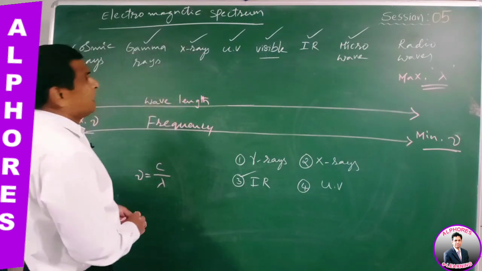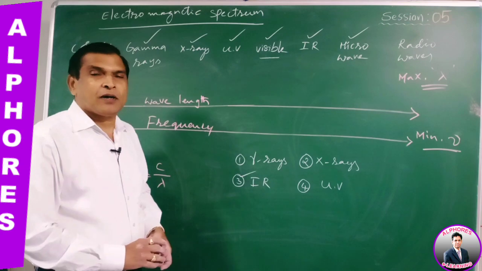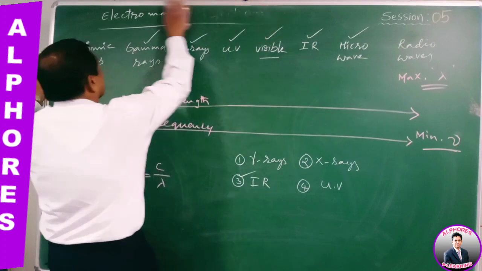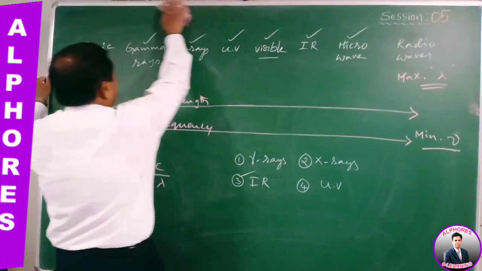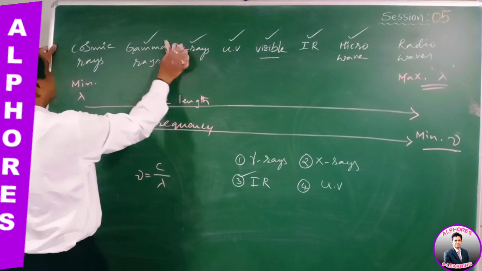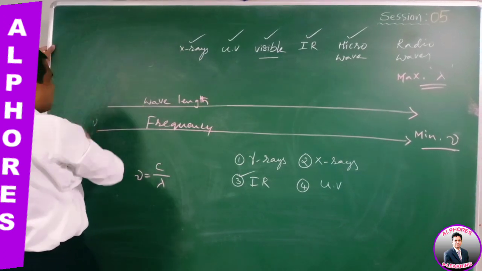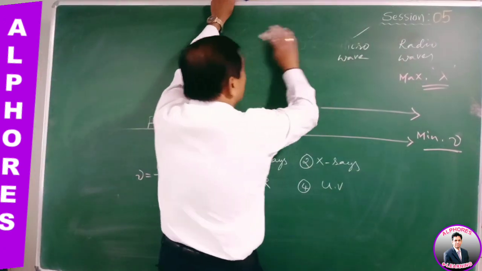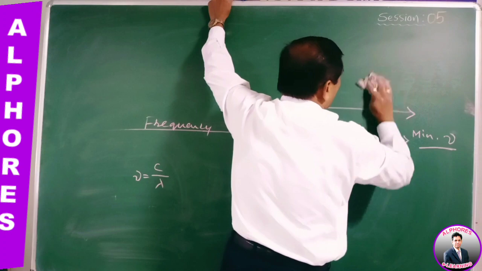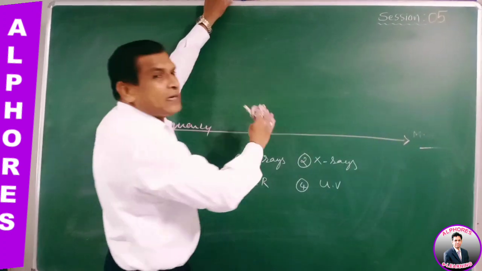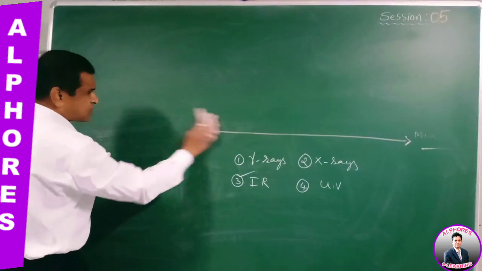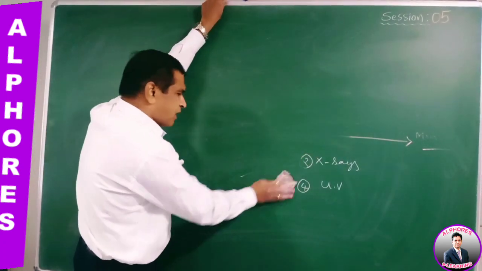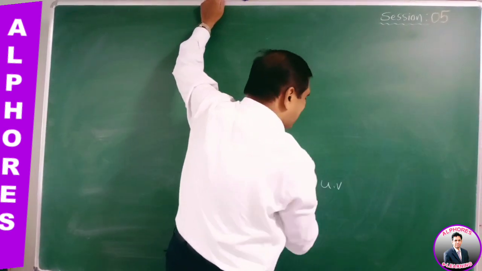Then after this, let us take up the classification of spectra. We had an introduction about the spectra, meaning it is a group of wavelengths, that is done. Now we are going for classification of spectra. The spectra is basically classified into two types: one is continuous spectra and the second one is discontinuous spectra.